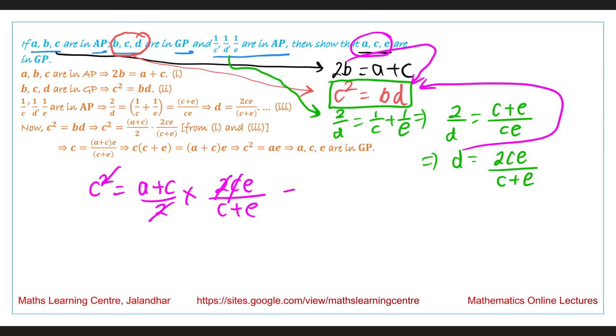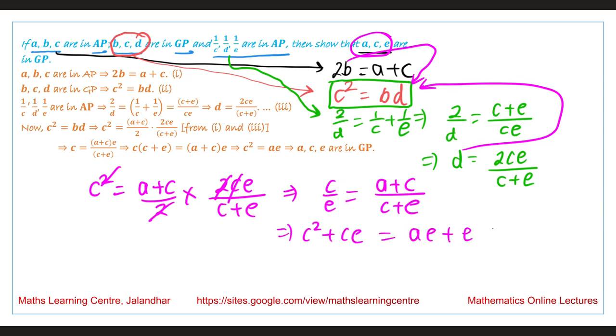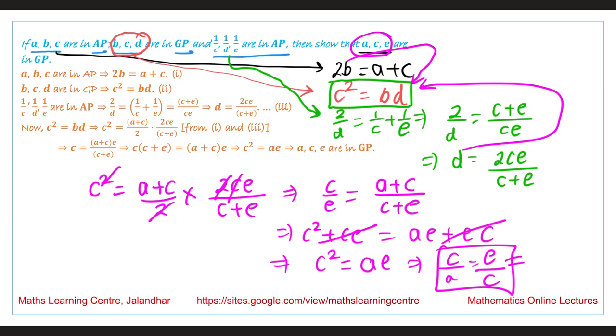So what we are left with is C by E is equal to A plus C divided by C plus E. Now if we cross multiply these terms, we obtain C square plus CE is equal to AE plus EC. Again this EC gets cancelled and we are left with C square is equal to AE. This implies that C by A is equal to E by C. So this implies that A, C, E are in GP.